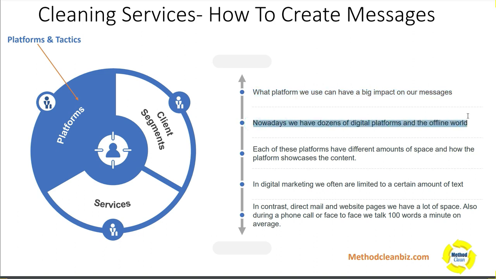Nowadays, we have so many digital platforms and the offline world, and the big thing is going to be the amount of space you have. And with stuff like Twitter and Facebook, Instagram, you don't have a lot of space. And in the digital world, we only have like 30 seconds to get our point across. And a lot of times when people are scrolling, you only have 2 or 3 seconds to get your point across. Well, that can be a lot different than, say, a direct mail or a website page where you can get into the details and you have a lot of space and you can add pictures and videos.